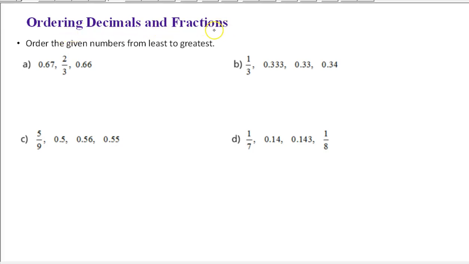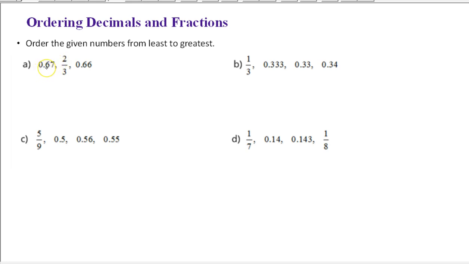Ordering decimals and fractions. Order the given numbers from least to greatest. So notice we're given some decimals and some fractions in each problem. One way that we could compare them, usually the easiest way, is to write any fractions as decimals.